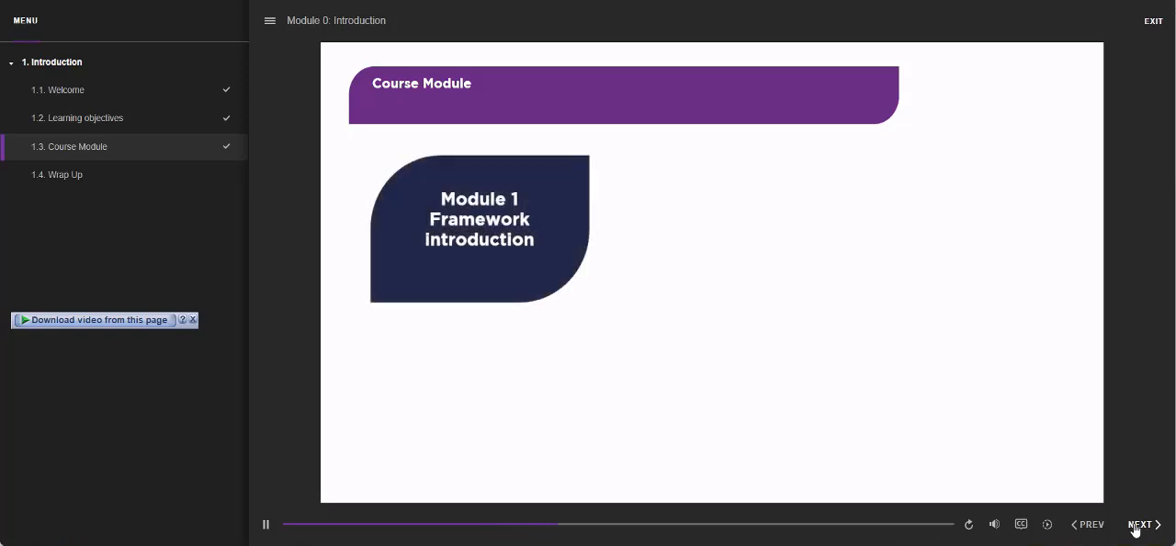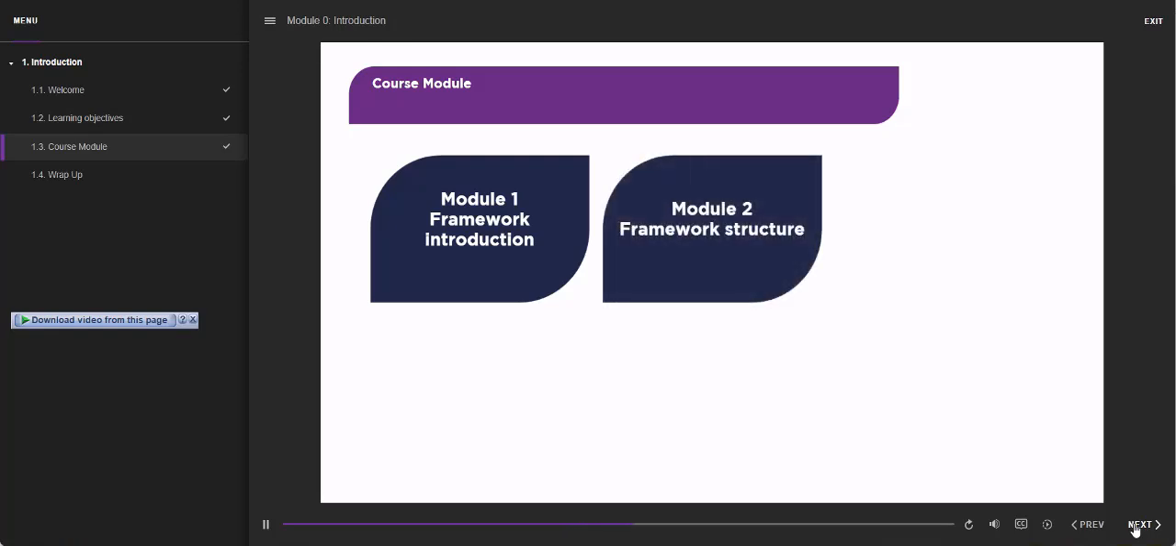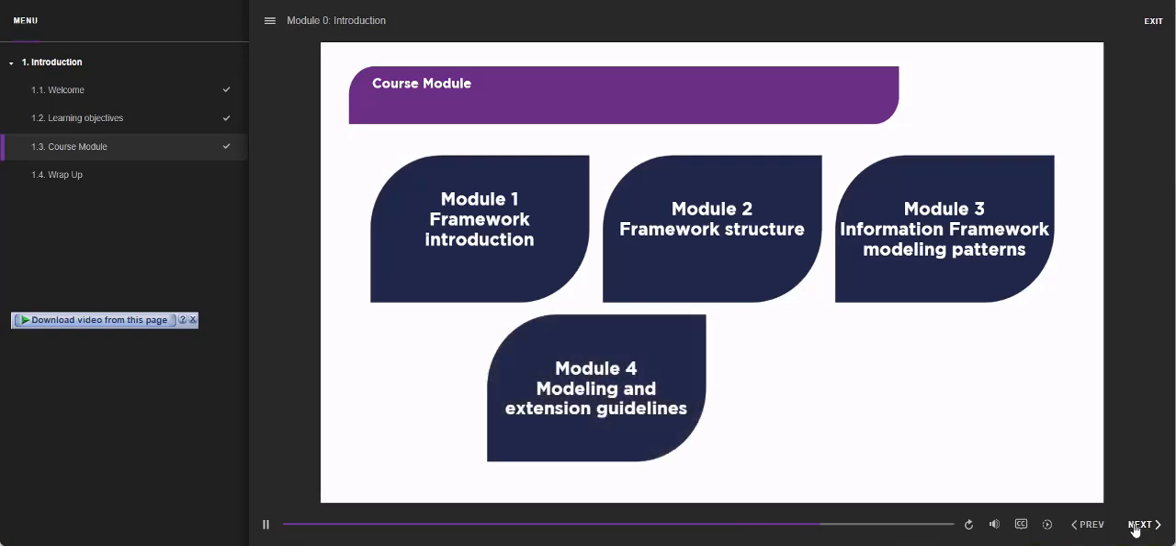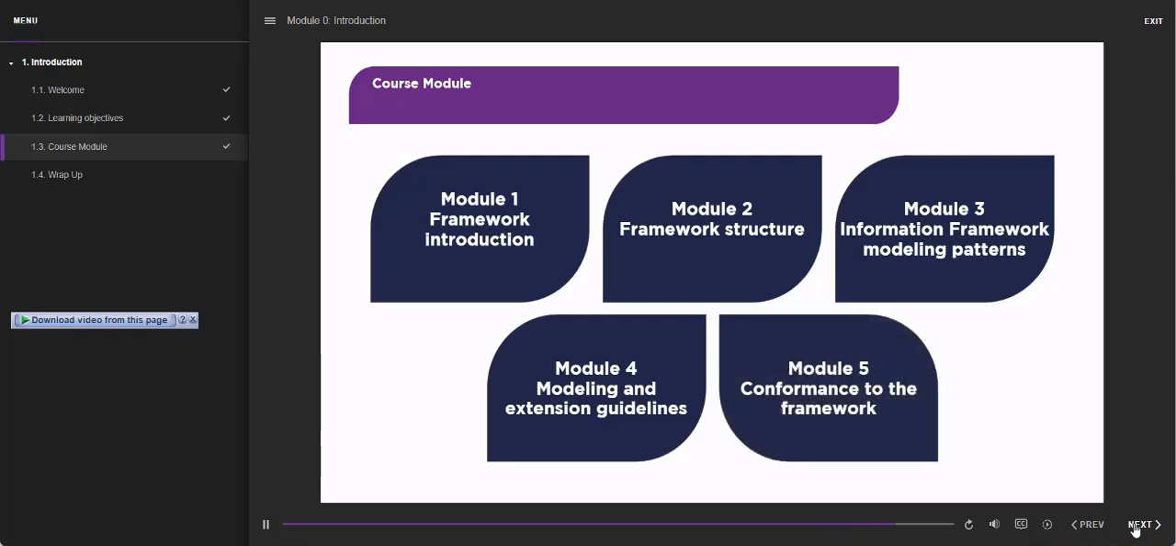Beginning with Module 1, which introduces you to the framework, followed by Module 2, in which you'll learn how the framework is structured. In the third module, you'll understand the importance and use of modelling patterns. The fourth module, you'll apply extension guidelines. And finally, in Module 5, you'll measure conformance to the framework.